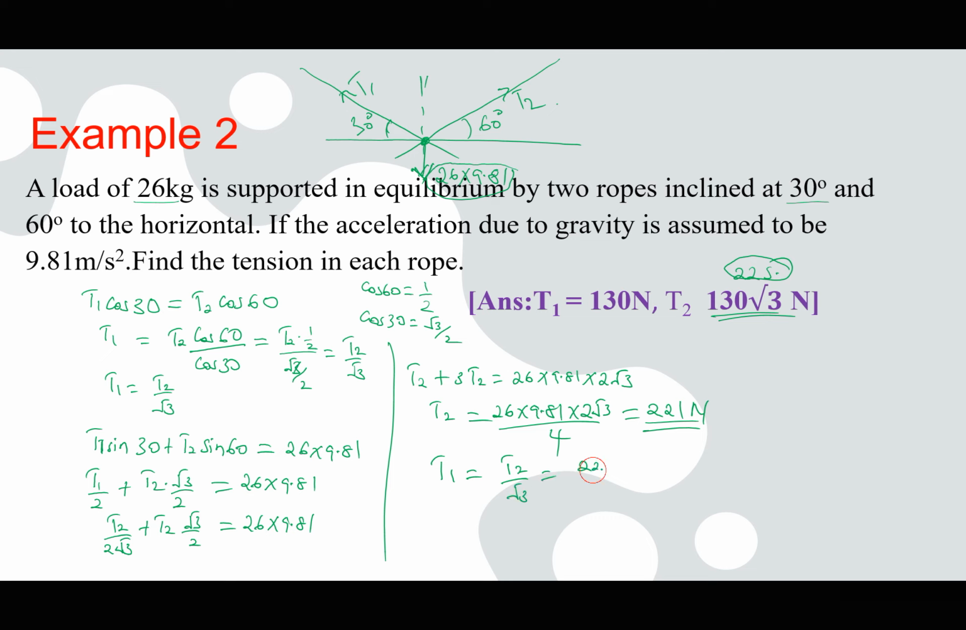So that is 221 divided by root of 3, which is going to be 127.6, or to two significant figures, 130 newtons. But I'm assuming they calculated these values using G as 10. Okay, so these are going to be the values for T1 and T2 by resolving.